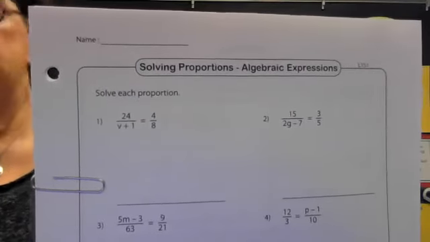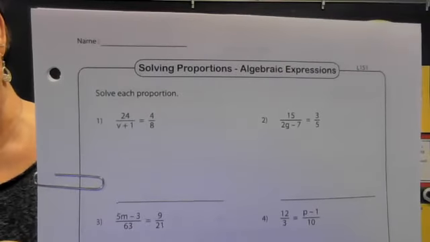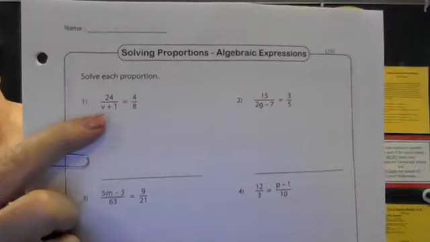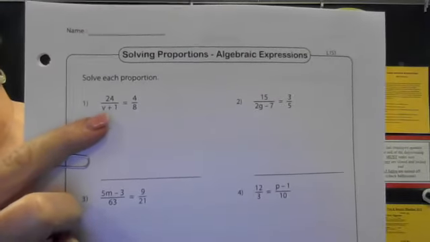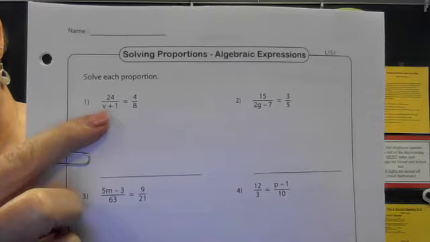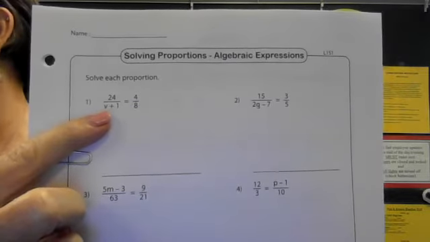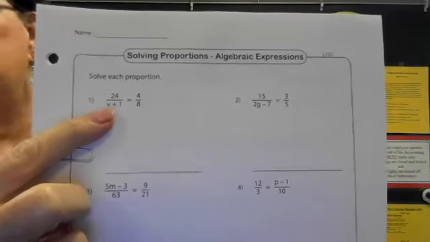All right, so solve each proportion, and in this case, the thing that looks different is the plus on the denominator of this fraction. So I'm going to show you how to work this. We still do our cross multiply, and they still have to be equal to each other. So let me put this on the board and I'll explain.